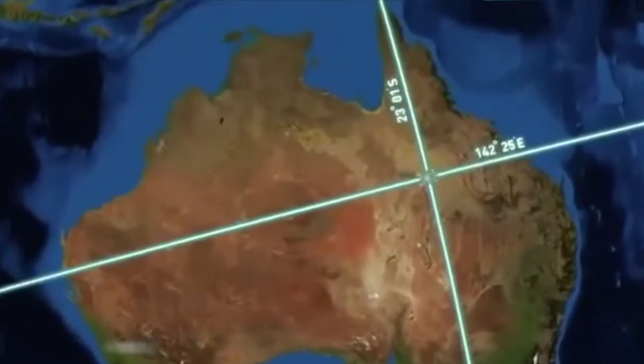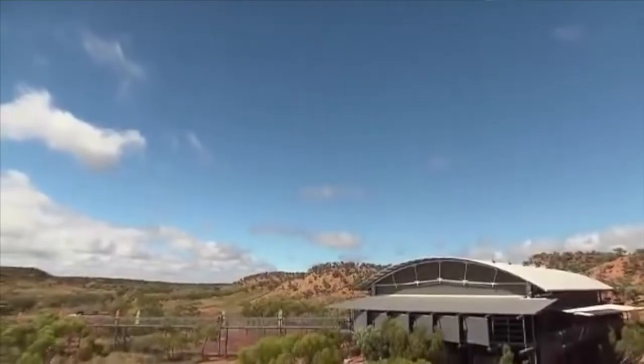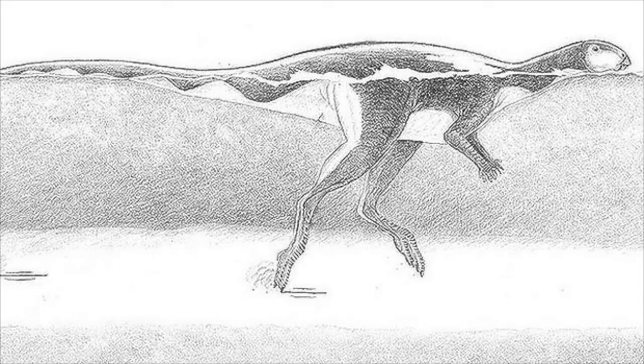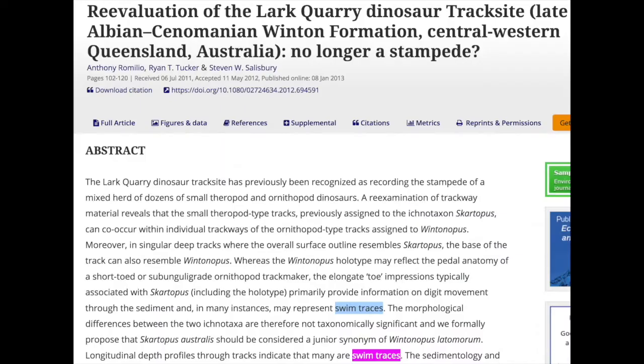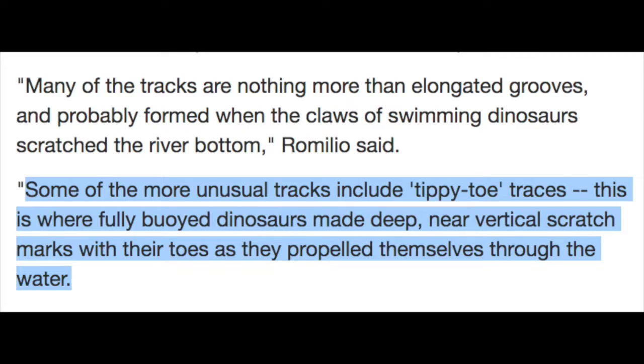Another piece of evidence, we have what was called a dinosaur stampede of fossil footprints in Australia, presumed to have been made on land. The tracks were recently reinterpreted to have been made in water, with many of the tracks being made by swimming dinosaurs. The report came out in the January 8th Journal of Vertebrate Paleontology, documenting a fossil site in Western Australia, where many of the tracks are nothing more than scratch marks from what was obviously a dinosaur, being buoyed up by the water, clawing at the dirt as it swam along.